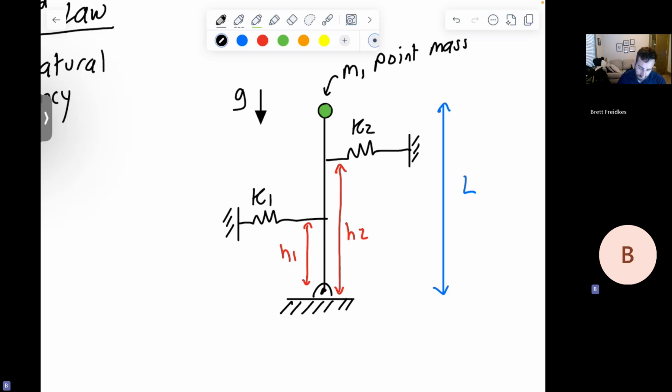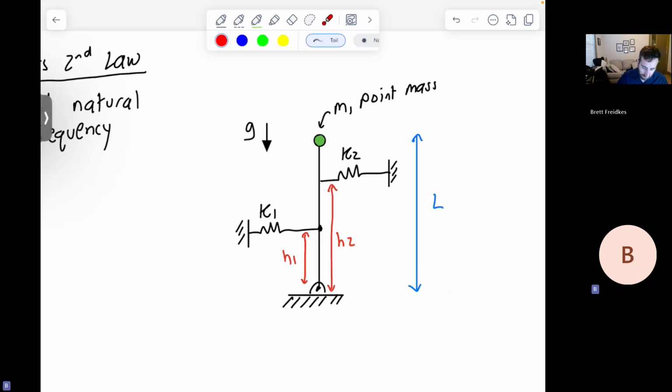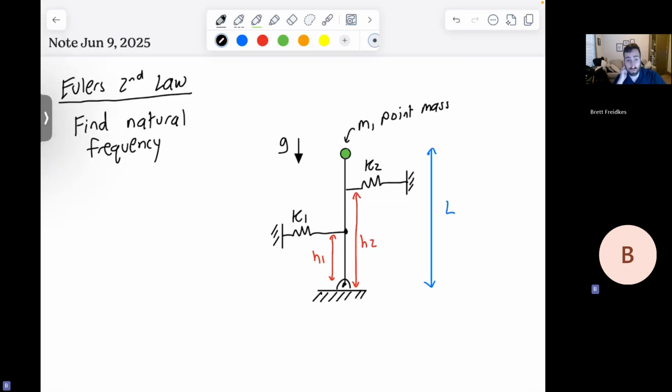And it is held up by two springs, or rather it's attached to two springs, where you have this spring K1 that is H1 up from the ground, and then you have this second spring K2 that is H2 up from the ground. And the goal for this problem is to try to find a natural frequency using Euler's second law. Now, we know Newton's second law is F equals ma.